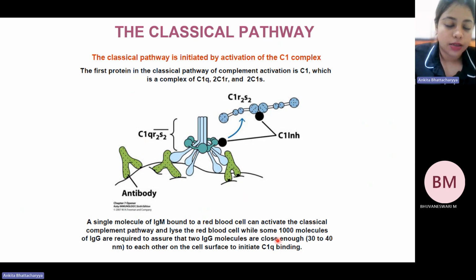The reason for that is that ensuring two IgG molecules are close enough to each other to facilitate the formation of the C1qr2s2 complex is a lot more rare compared to an IgM pentamer, which is its stable form, and therefore it is more efficient and is able to initiate C1q binding at a much quicker rate. So, yeah.